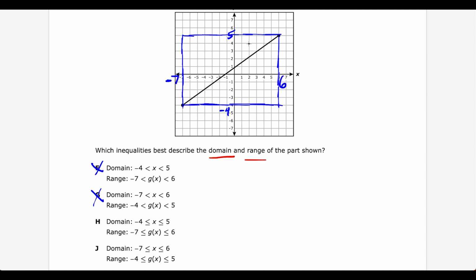It starts at -7 and it stops at +6. So remember, the domain is the x values here. So just looking at this, the domain is going to start at -7 and it's going to be all the x values up until +6, while the range is going to be all the possible y values. And we're going from a floor of -4 all the way up to a y value of +5. So now we just scan the answer choices here, and this is looking like option J.